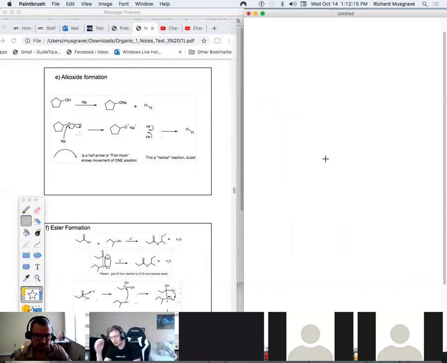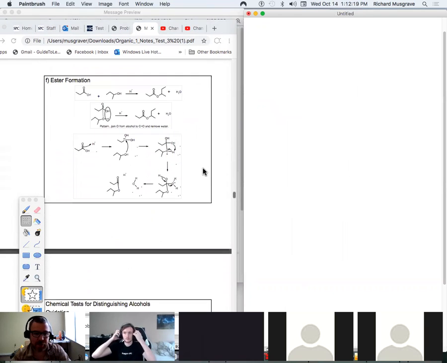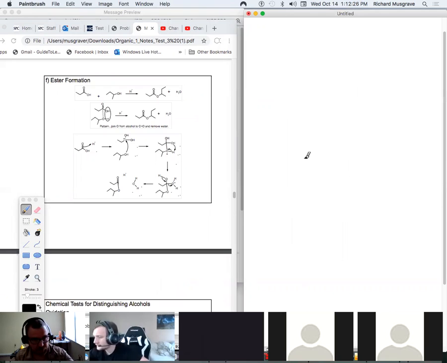Again, that was an optional kind of mechanism. Ester formation, this one is optional as well as far as mechanisms go. But what I'm going to focus on more here is how this reaction occurs. And what we're looking at is the reaction of a carboxylic acid with an alcohol.